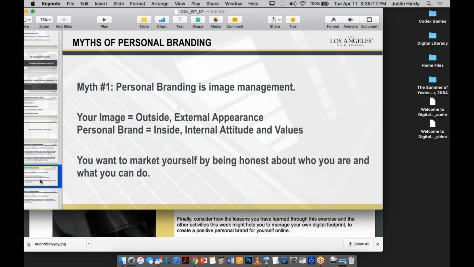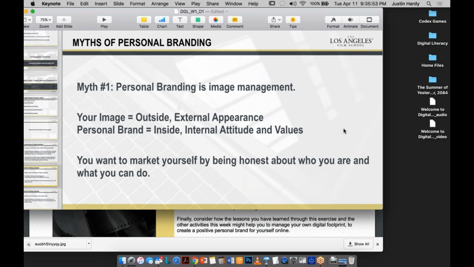So the first myth about personal branding is it's about image management. Not necessarily. Your image is going to be your outside or your external appearance, how you dress, how you carry yourself, how you walk, how you talk. Your personal brand is going to be inside. It's your internal attitude and your values. Think about what sort of things that you would endorse. If you were able to endorse, say, Nike shoes, would that be something that you would be comfortable with? If you were, say, to endorse BP, the oil company, would that be something that you would want tied to your reputation, as an example?